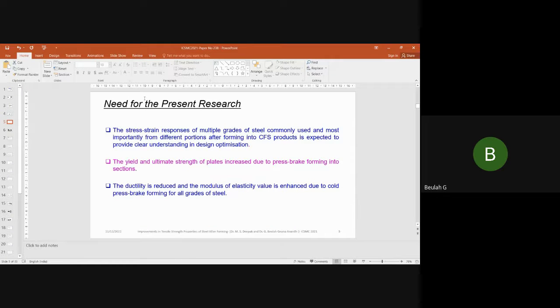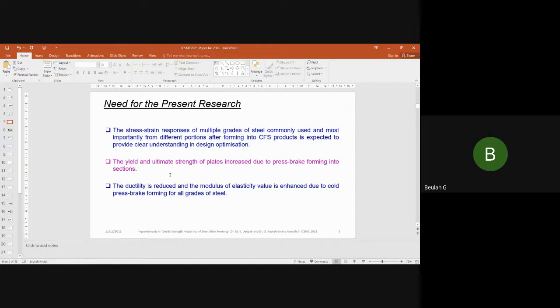So the present study involves the stress strain responses of multiple grades of steel, which is expected to give a clear understanding in the design optimization procedures. The yield and the ultimate strength of plates increased due to the press breaking mechanisms. The press breaking mechanism is the one in which the shapes of the geometrical components are arrived at.